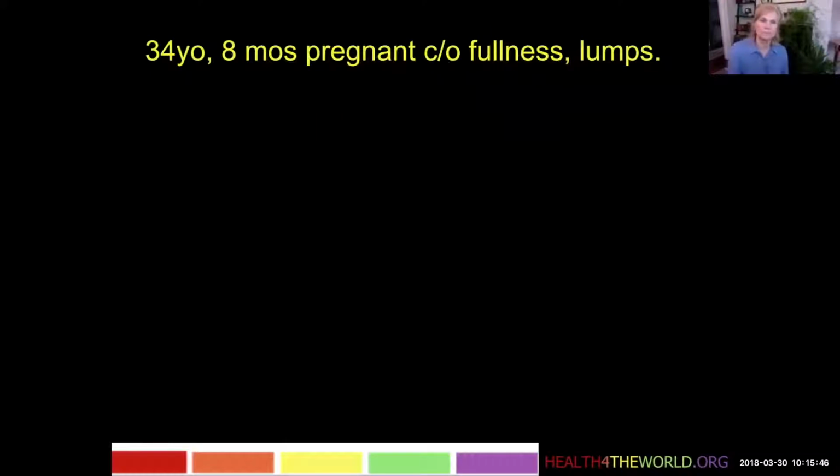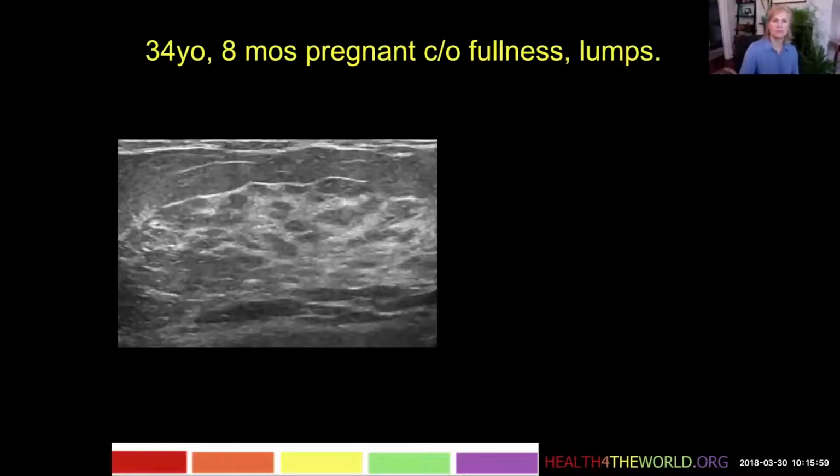Lactational change. Here's a 34-year-old who is 8 months pregnant, not quite nursing yet, but the breasts are ready. The breasts undergo a remarkable transformation in the 9 months of pregnancy, leading patients to have frequent complaints of fullness and lumps as they get later on in pregnancy. But sonographically, what we see is this kind of a pattern.